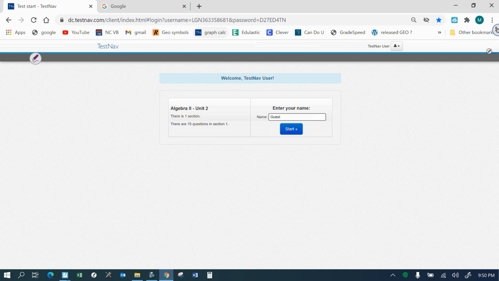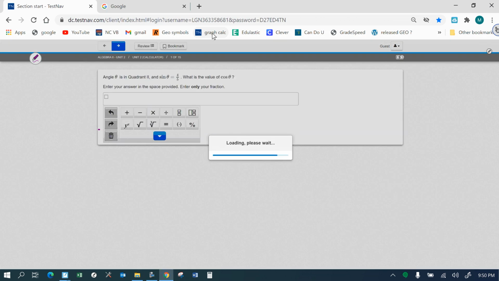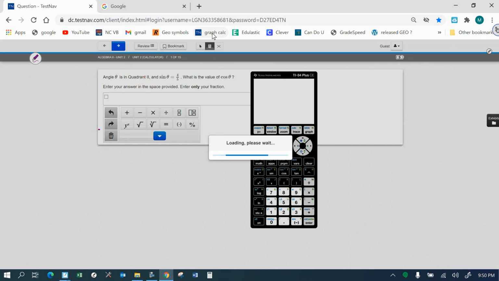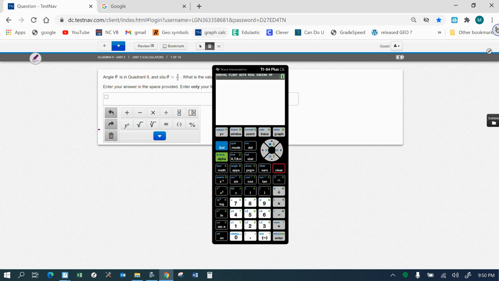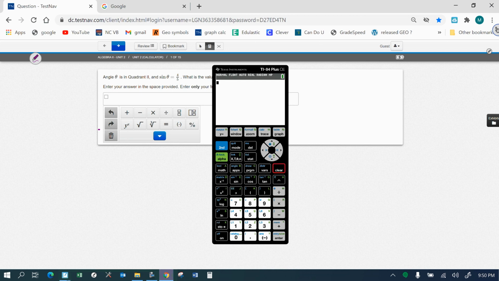Bring up the graphing calculator. Clear, and what was it, 16 sine 35? Yes, 16 sine 35. Now don't forget, we've got to change our mode. We open it up again for the first time, so change to degrees mode. Enter 16 sine 35, and that is 9.2.